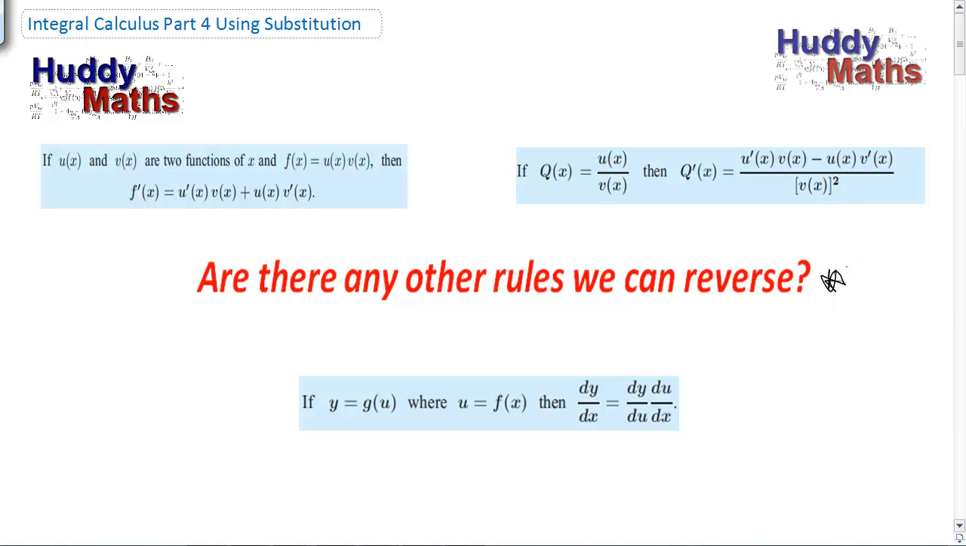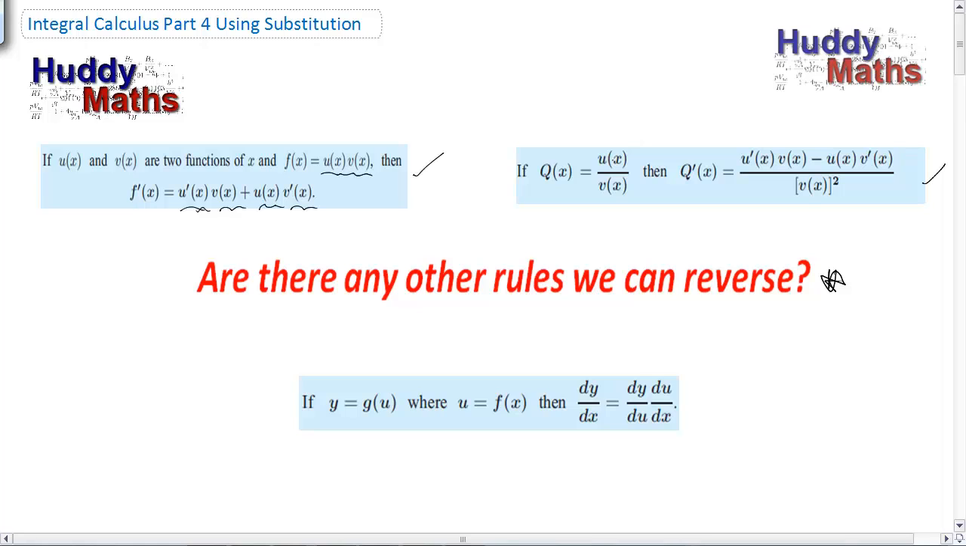Are there any other rules we can reverse? And I've got some suggestions for you. Can you reverse the product rule, the quotient rule? Do you remember these? When you have two functions multiplied together, then it's the derivative of the first by the second unchanged plus first unchanged by the derivative of the second.